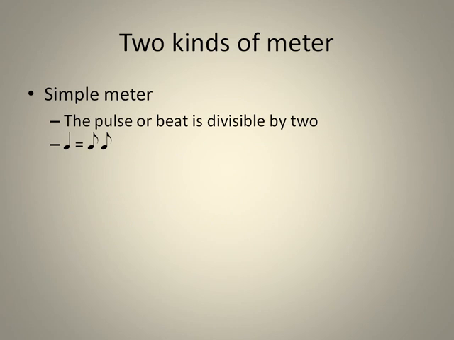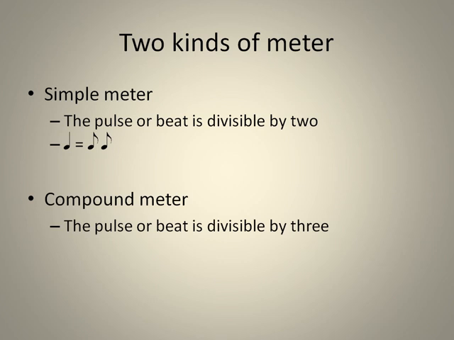You'll recall from the previous lecture that meter is the organization of beats into regularly recurring patterns of strong and weak. There are two types of meter that we will discuss, and they're defined in terms of how the beat is divided. All of the examples in the last lesson were in simple meter. In simple meter, the beat is divisible by 2. If the beat is a quarter note, then it's divided into 2 eighth notes. If the beat is a half note, it is divided into 2 quarter notes.